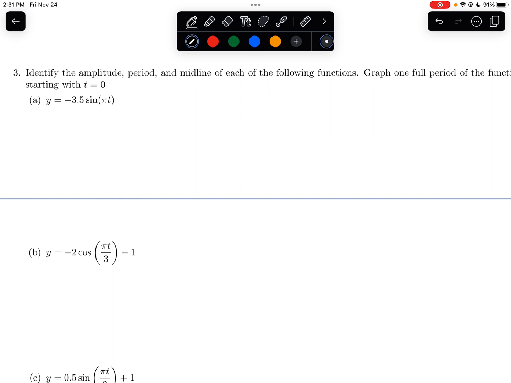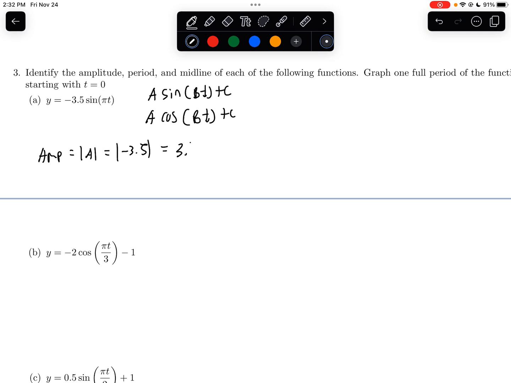The better way to do this is to remember that these functions are of the form a sine bt plus c, or a cosine bt plus c. But these are the absolute values. So the amplitude is the absolute value of a. So absolute value of negative 3.5, and this is 3.5.